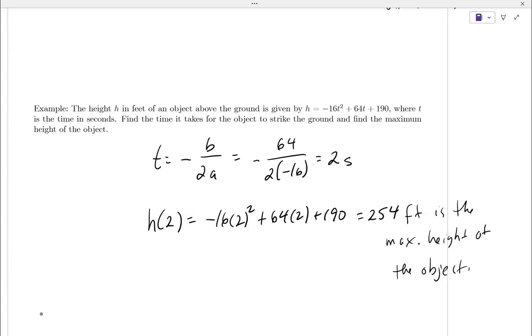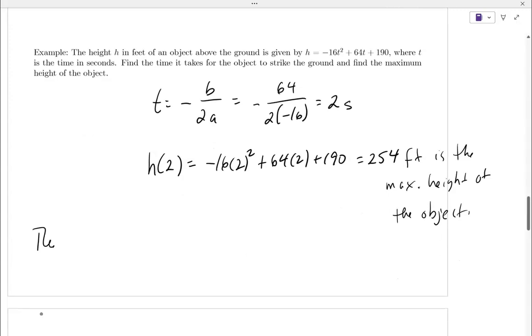Now, I didn't answer the first part of the question. It didn't have anything to do with the vertex. It does have something to do with stuff that we're going to do here in a little bit in the next section, which is why I'm going to go ahead and do it. The first part says, find the time at which the object strikes the ground. Well, how high above the ground is the object when it hits it? Zero, right? The object would be 0 feet above the ground, right? So if I want to know when it strikes the ground, we need to find when the height is equal to zero.